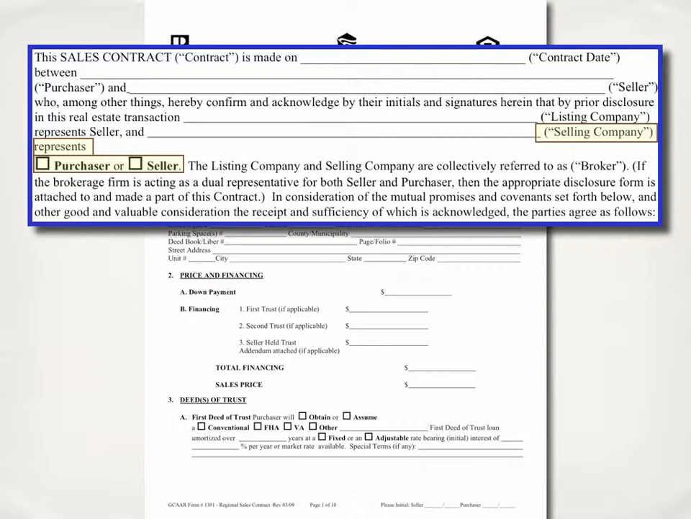Even though these two blanks have been appropriately filled in by you in preparing the contract, the completion of this section of the contract is not in lieu of, but in addition to, your obligation to use all of the standard required agency disclosure forms prescribed by Washington, D.C., Maryland, or Virginia.